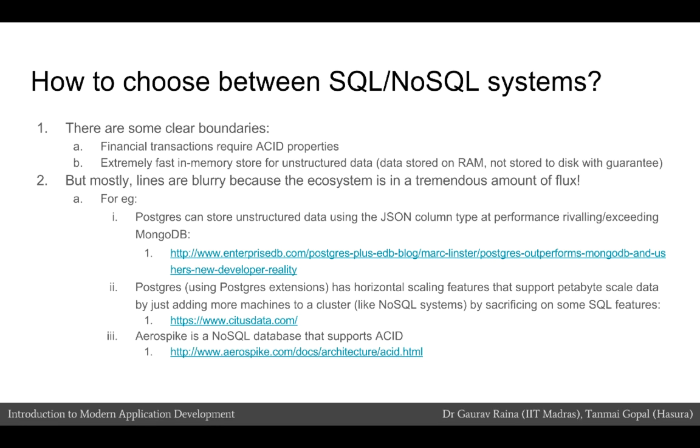In another case, there are extensions to the Postgres system that allow for horizontal scaling to petabyte scale data just by adding more machines to a cluster, very similar to NoSQL systems, and they do this by sacrificing some SQL features. Similarly, Aerospike is a NoSQL database that actually supports ACID properties. A lot of things are continuously changing month on month, year on year in this environment, and so it's very hard to choose a database that is one size fits all that will work in all scenarios.